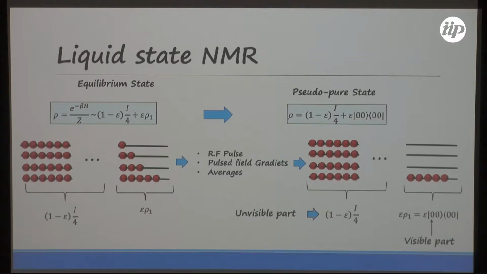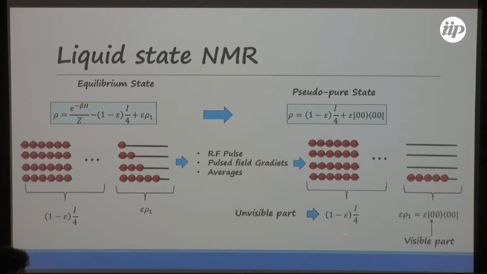So if this doesn't matter, you cannot see this, only this part here. The system is in a total mixed state, but since you cannot see the first part, the system behaves as a pure state, because you can only see the pure part of the density matrix.